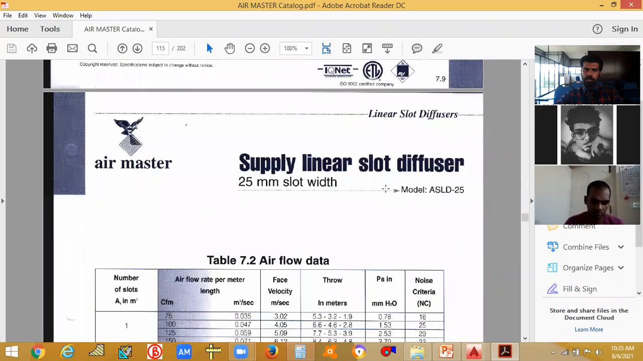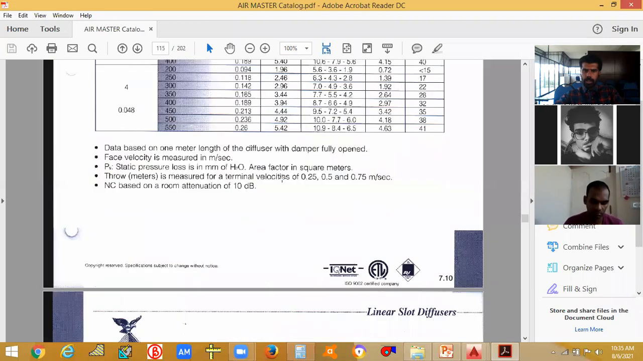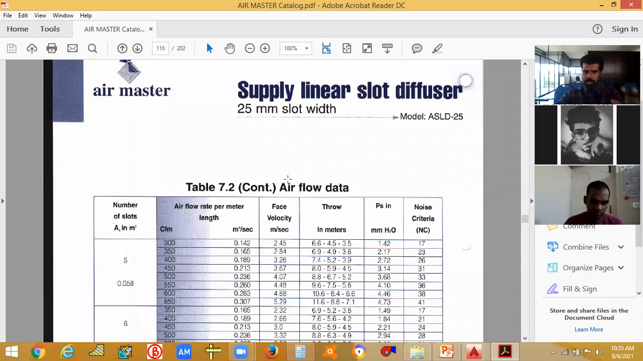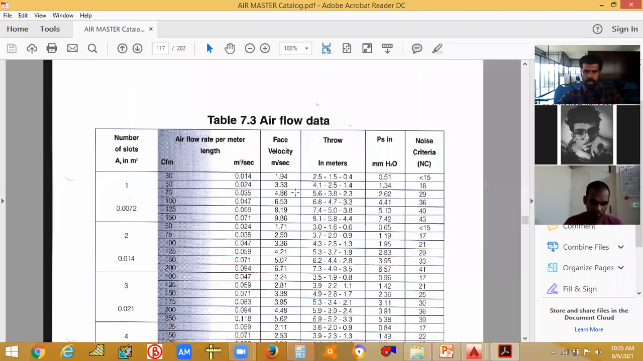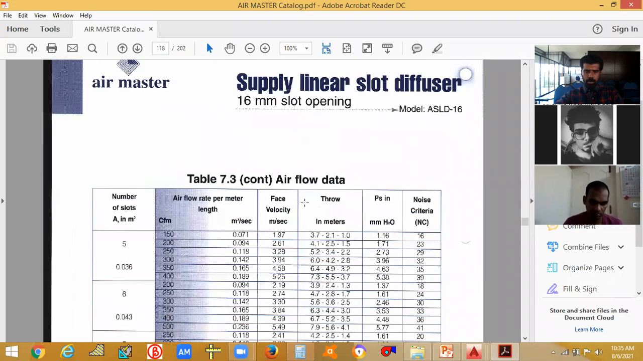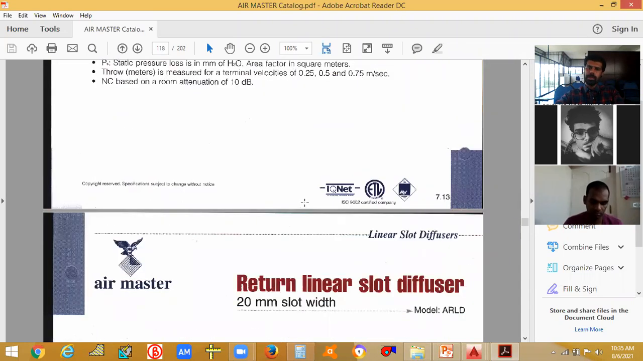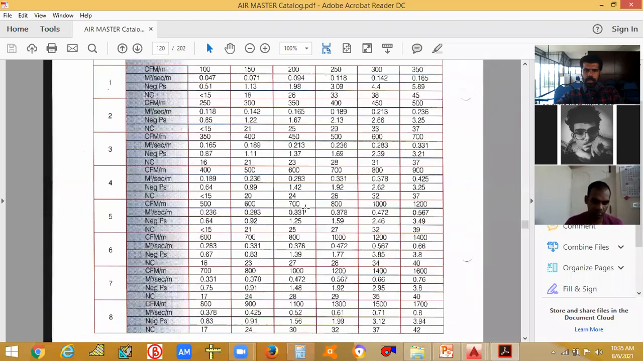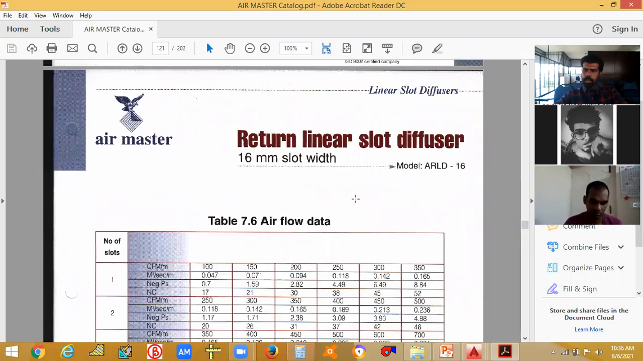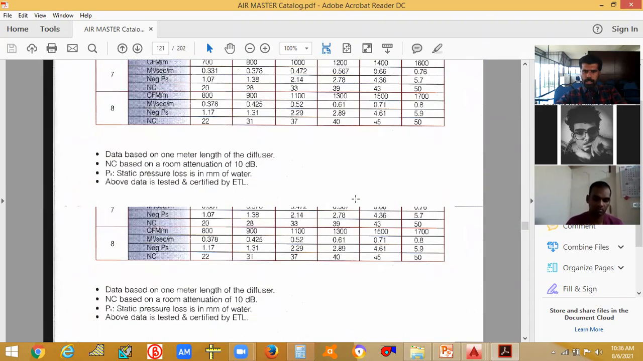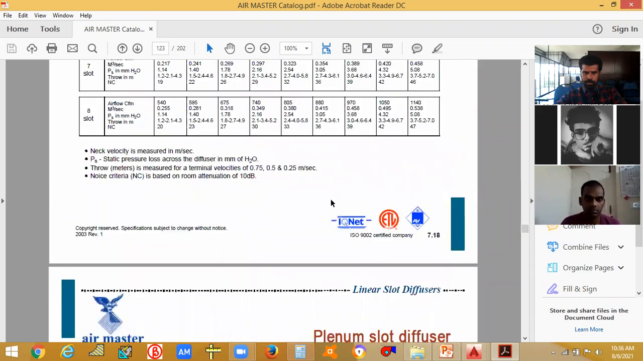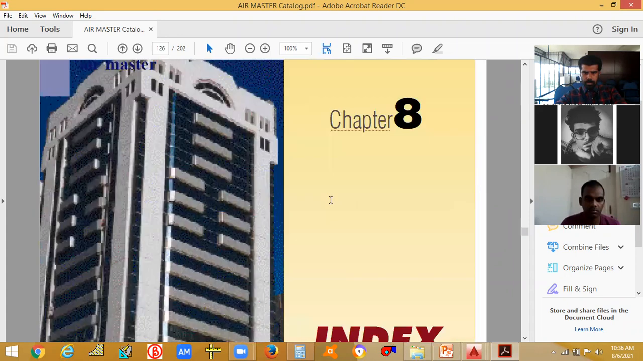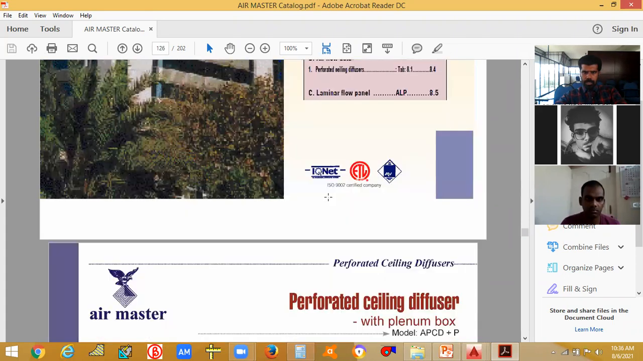When you look at this, everything will be given: its dimensions, how to fix it, what the velocity is, what the friction loss is, the velocity that will come through it. All the specifications and data will be given in the catalog. Whatever terminal you are using, you can get the specifications from this catalog. The next chapter is sequence.